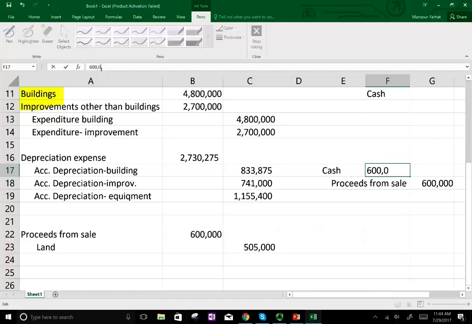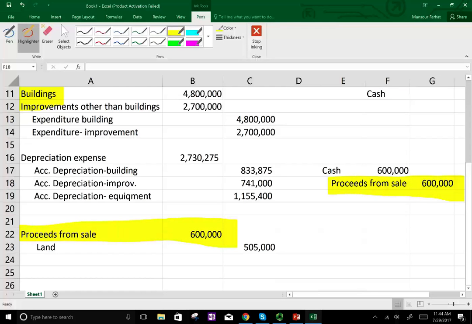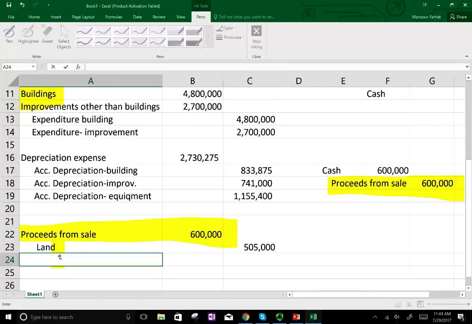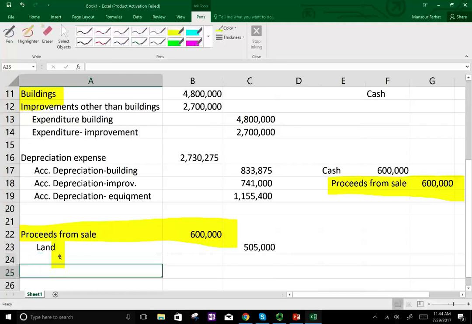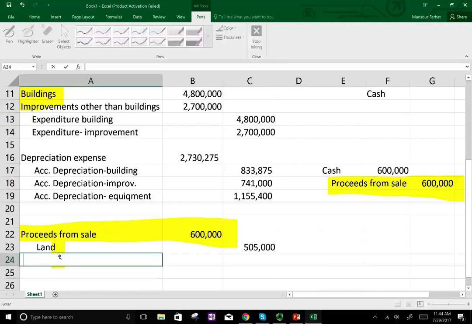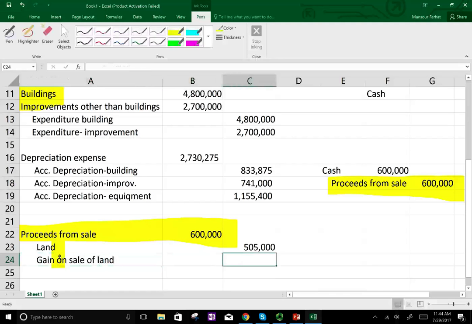Cash doesn't need any adjustment because it's going to appear. So notice what we did here. This account here, proceeds from sale, was credited. Now we need to remove it. Now the difference is what? The difference is we had a gain on this land. So we're going to book gain on sale of land, which is a special item. And we made a gain of 95,000. Now the gain appears on the government-wide financial statement.